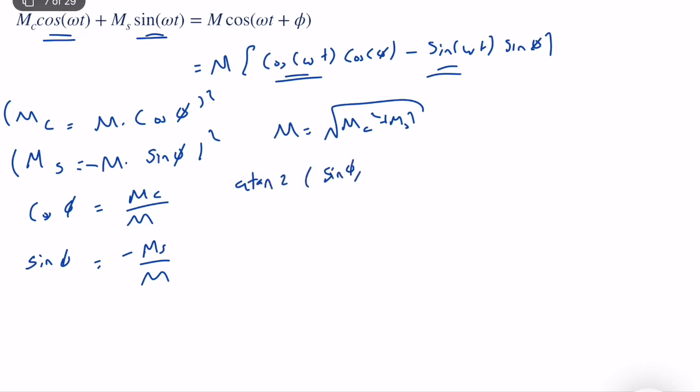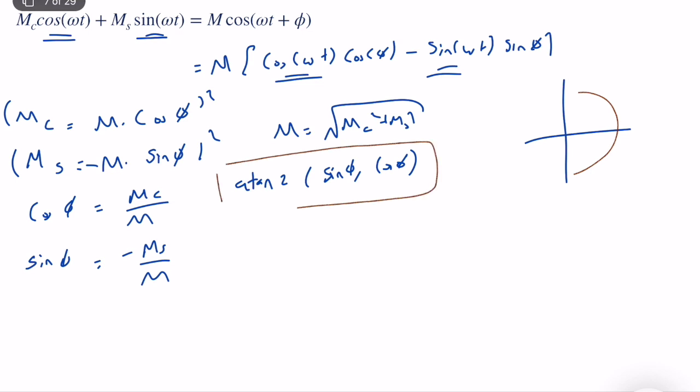A tan 2 of sine phi, cosine phi. Okay, so what is A tan 2? A tan 2 is the generalization of arctangent to all quadrants, because arctangent is only valid for minus pi to pi in this quadrant, but of course we have a general phase angle. It can be anything between 0 to 2 pi, so we technically use A tan 2. The A tan 2 function is currently adopted in even the simplest calculators.